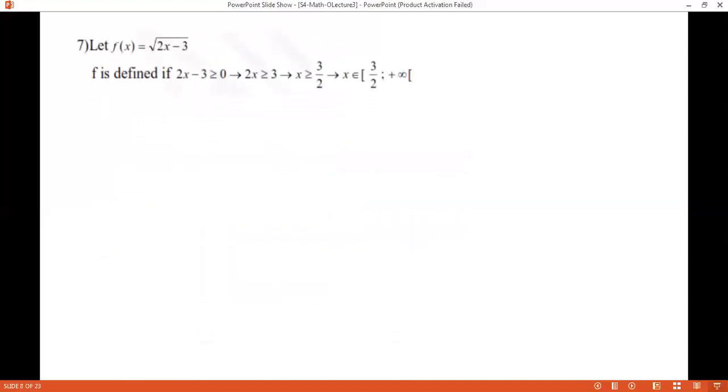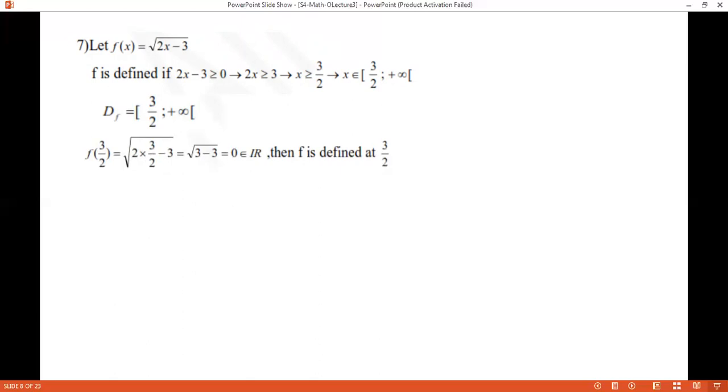What if I have a radical? As I told you, if the function is a polynomial, the domain of definition is R, while if we have a fraction, we need to take the denominator different than 0. And if we have a radical, what should we do? We need to take everything inside the radical greater than or equal to 0, because you know that radicals are positive numbers. I solve the inequality. As you see, I'm going to get x greater than or equal to 3 over 2. So the domain is from 3 over 2 to plus infinity.